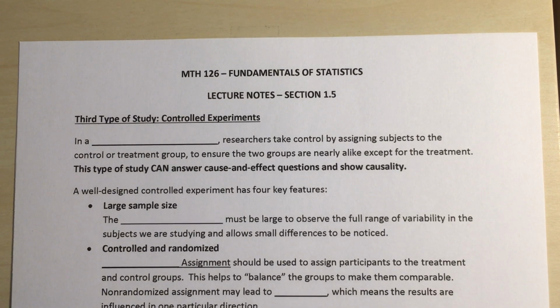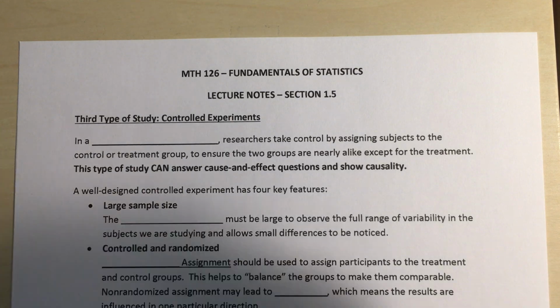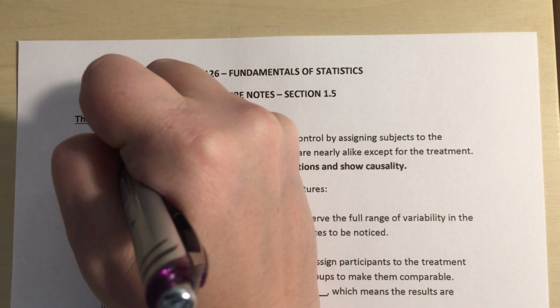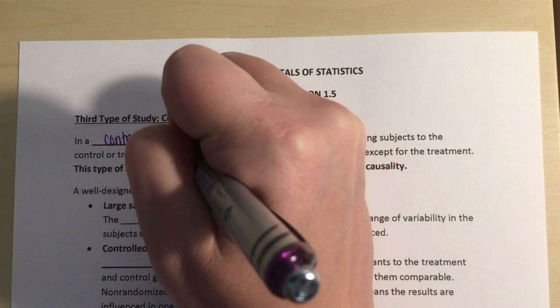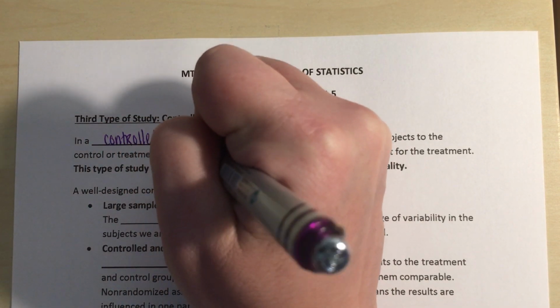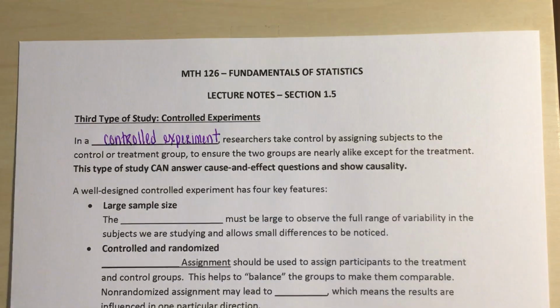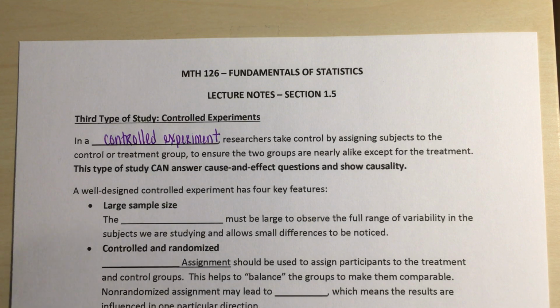Right, so now we're going to look at our third type of study. Our third type of study is a controlled experiment. In a controlled experiment, researchers take control by assigning subjects to the control or treatment group to ensure that the two groups are nearly alike except for the treatment. Right? So here, this isn't a story.